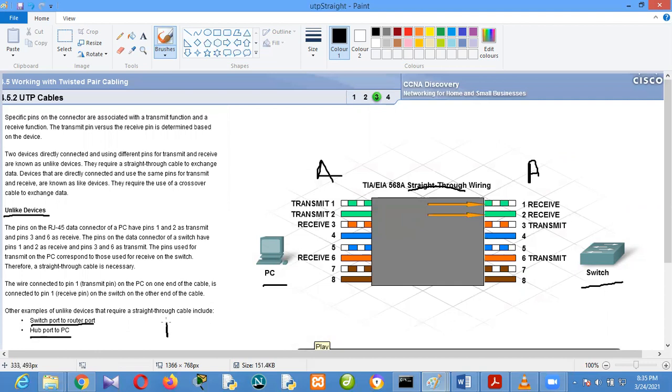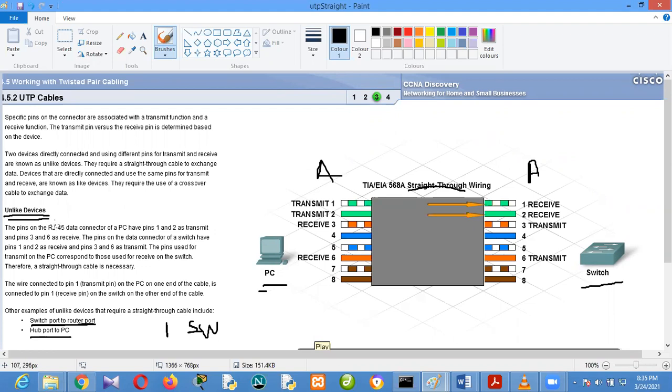Maybe even router to switch, PC to hub, PC to switch. I think that's all. When you have PC to switch, hub to PC, switch to router, they are unlike devices. So in such cases, this is where you use straight through: when you are dealing with unlike devices.